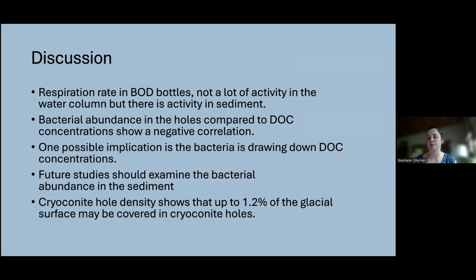The biggest takeaway, or the most interesting thing I found within this study, was that the respiration rate in the BOD bottles containing just water was almost nonexistent, while the ones that had the sediment had such a larger amount of respiration occurring, which means there's stuff going on in the sediment. That really helped me understand, or at least begin to understand, why my bacterial abundance and my DOC levels were low. In the future, I think it would be important to examine the bacterial abundance in the sediment itself and not just the water column.